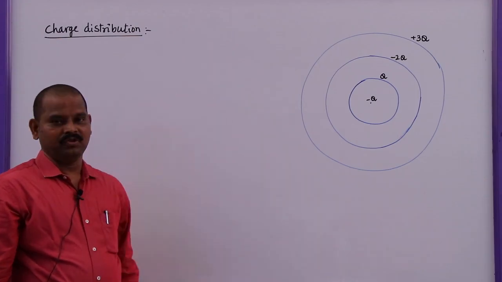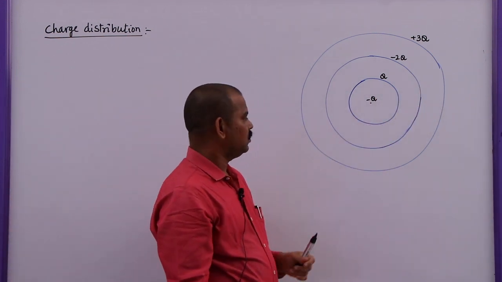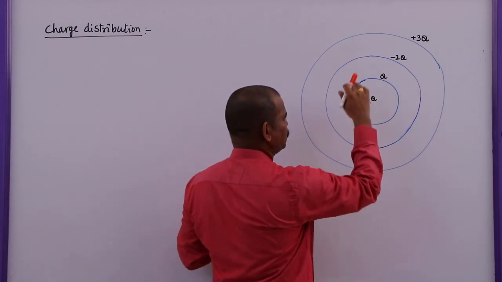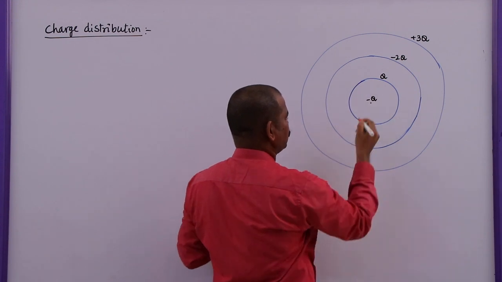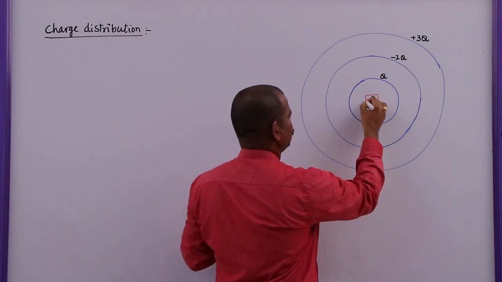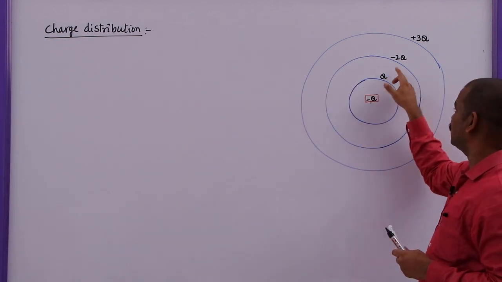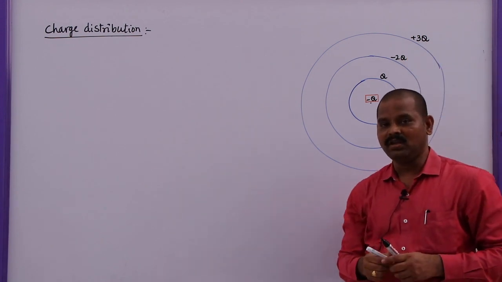In charge distribution, I have taken 3 concentric shells of different radii. Radii is not required. But at the center of this system, that is at the concentric center, I kept a charge minus q here. This is minus q. And the charge on the first shell is plus q, second shell minus 2q, third shell 3q. Now due to induction here, what happens?